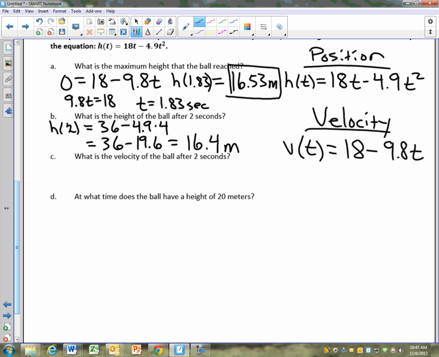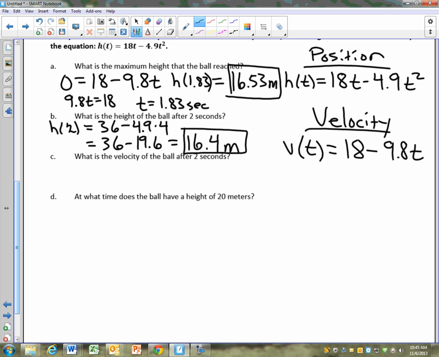Let's think about that. Does it make sense that the height after 2 seconds is less than the height at 1.83? Why? Because it's on its way down. Very good.